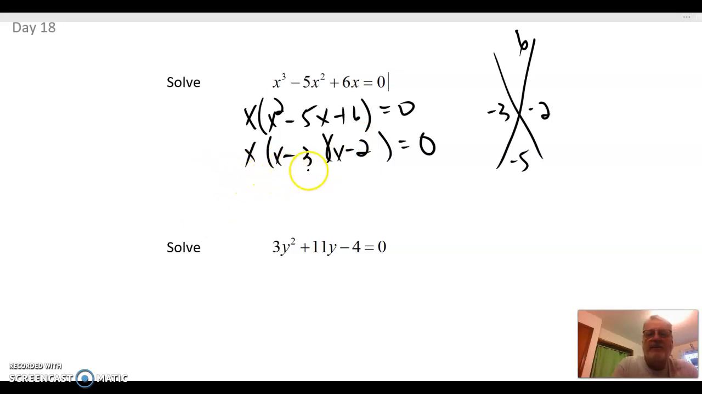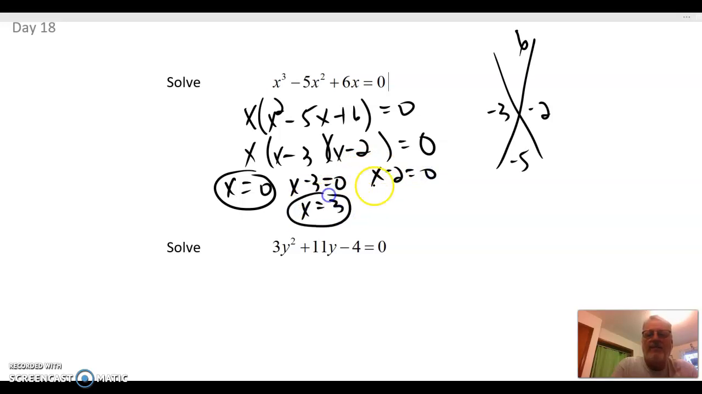So if x times x minus 3 times x minus 2 equals 0, that means that either x is equal to 0, that's one of my answers, x minus 3 is equal to 0, or x minus 2 is equal to 0. Okay, if x minus 3 is equal to 0, that means x equals 3. If x minus 2 equals 0, that means x equals 2. 0, 3, and 2.